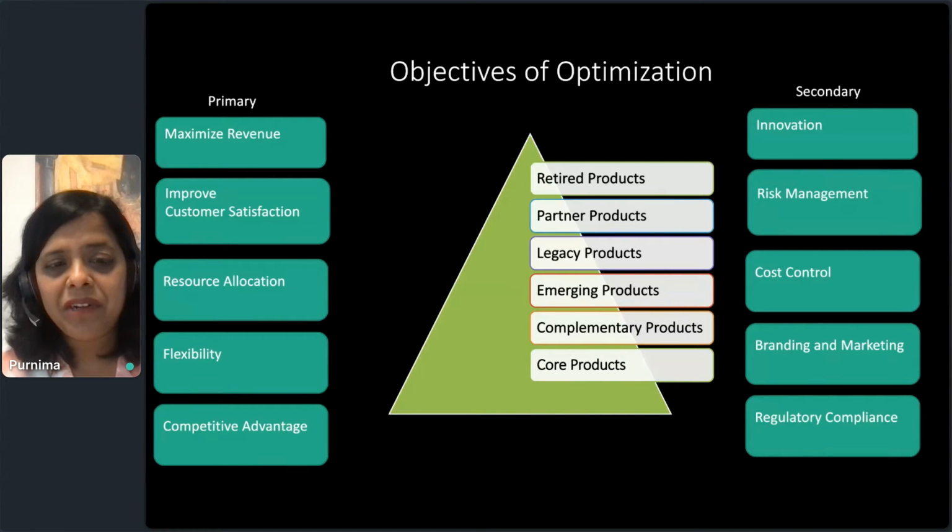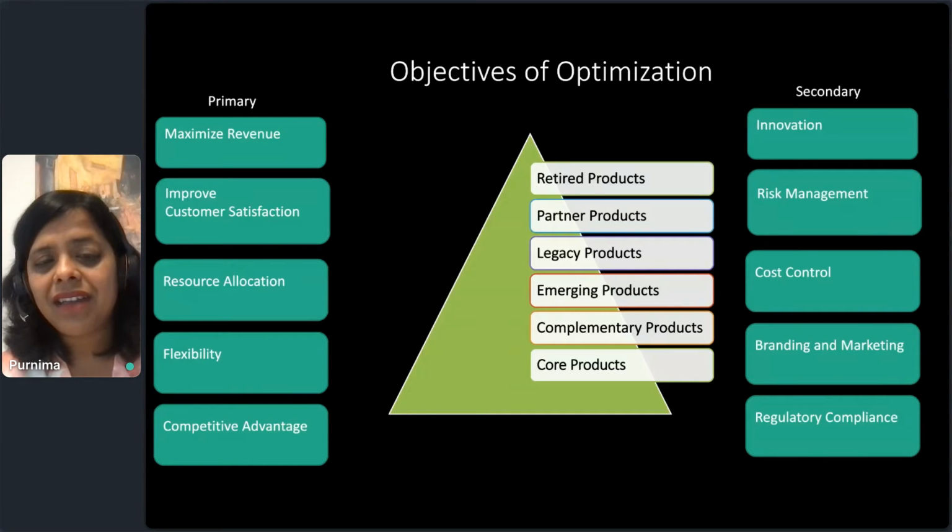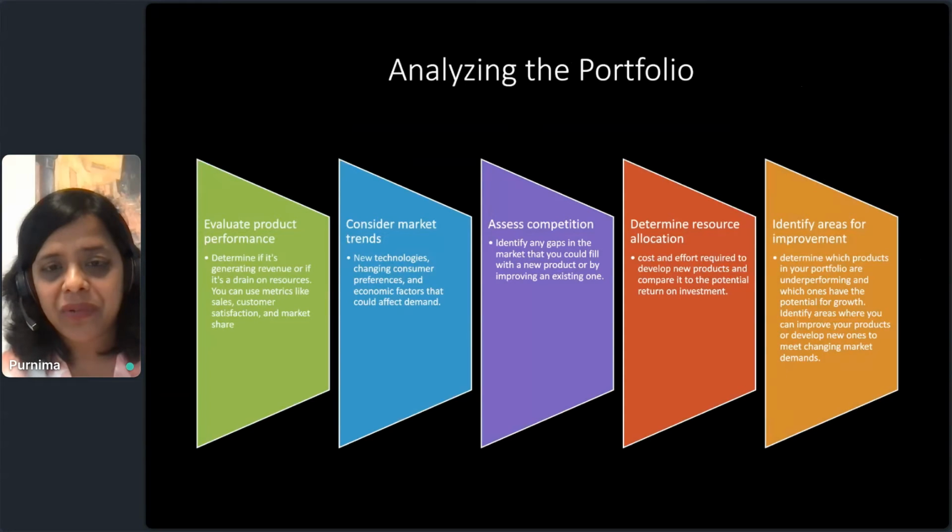So that's the pyramid of objectives. Sorry, that's the pyramid of your products. Align with your objectives. You have to find which one satisfies which objective. You might have the same product satisfying multiple goals there too, right?